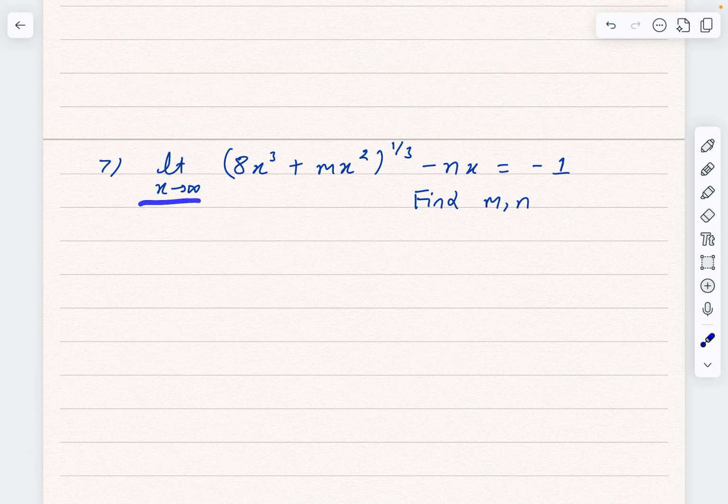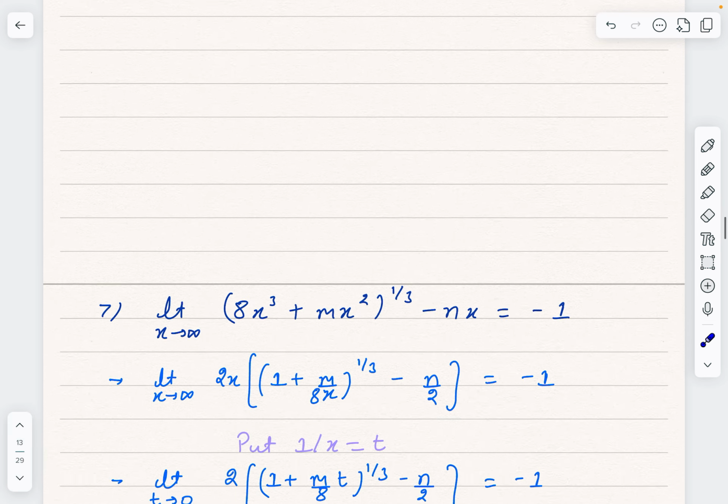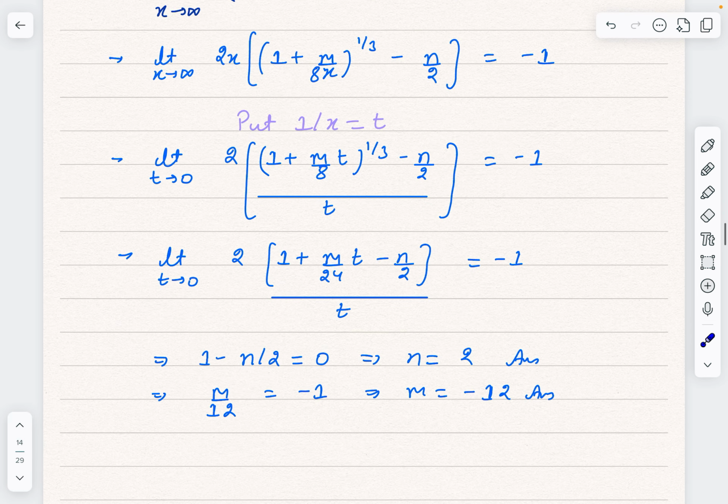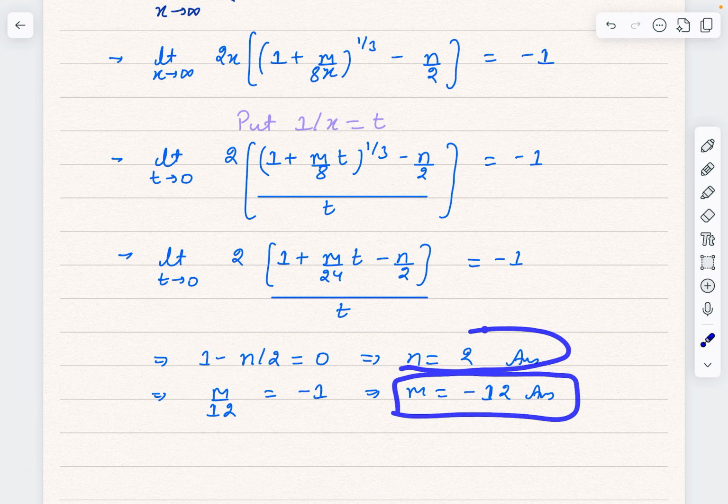Limit x tends to infinity, (8x cube plus mx square) whole power 1 by 3, minus nx, equal to minus 1. Find m comma n. Let us start discussion now. The answer is m equal to minus 12 and n equal to 2. See how?